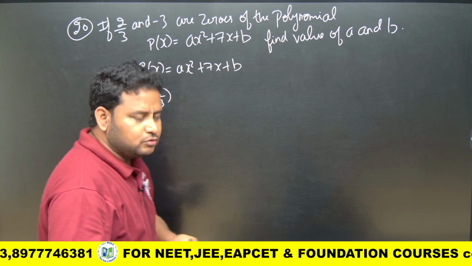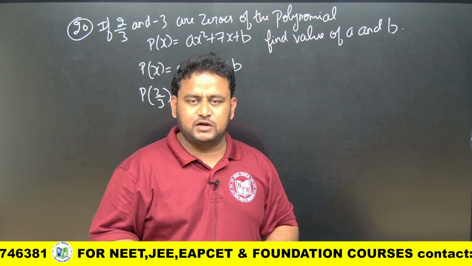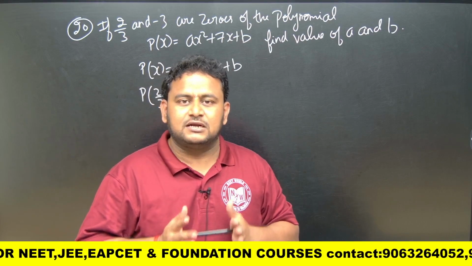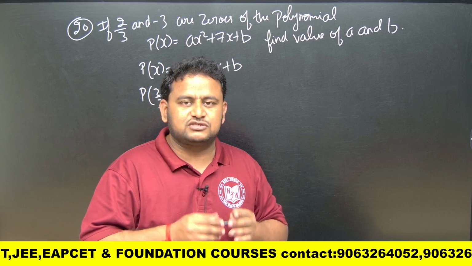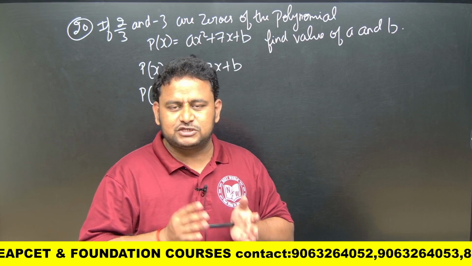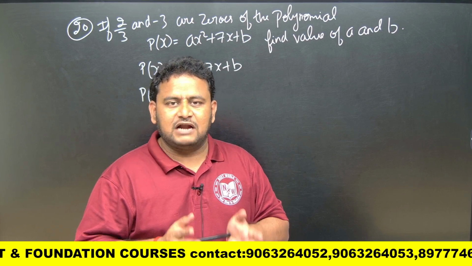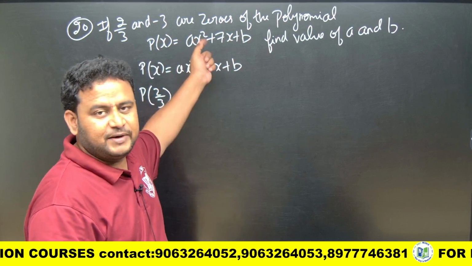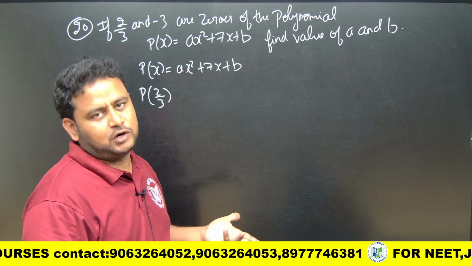I told you while talking about zeros of the polynomial, for what value of x the value of the polynomial becomes 0, that value of x is called zeros of the polynomial. The value of x here is 2 by 3 and the value of x is minus 3. They are nothing but zeros of the polynomial. Got it?